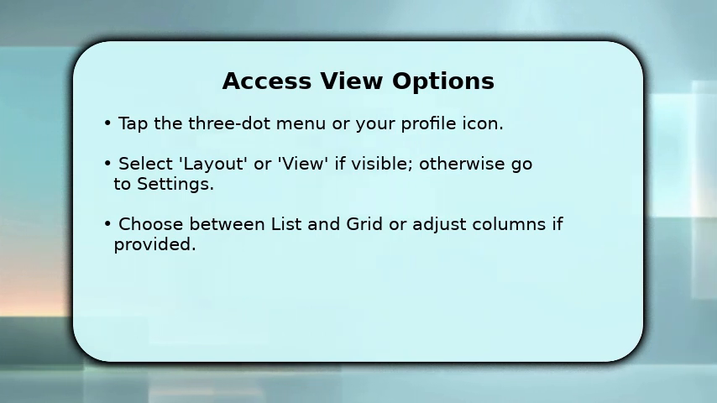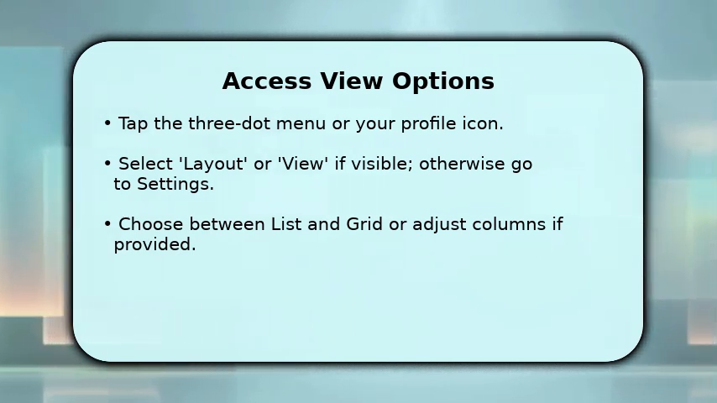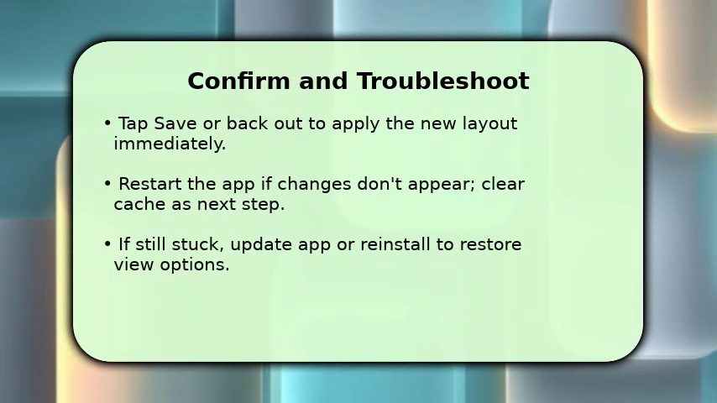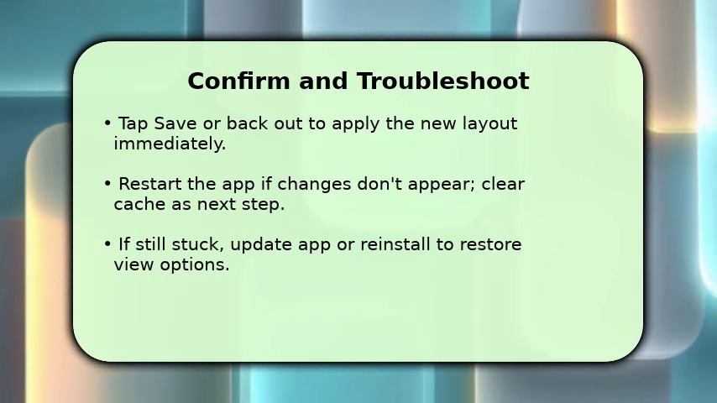Make your selection between List and Grid, and if available, pick the number of columns. This step is where you control density and thumbnail. You finish by confirming the new layout and checking the screen. Changes usually apply immediately when you back out or tap Save.